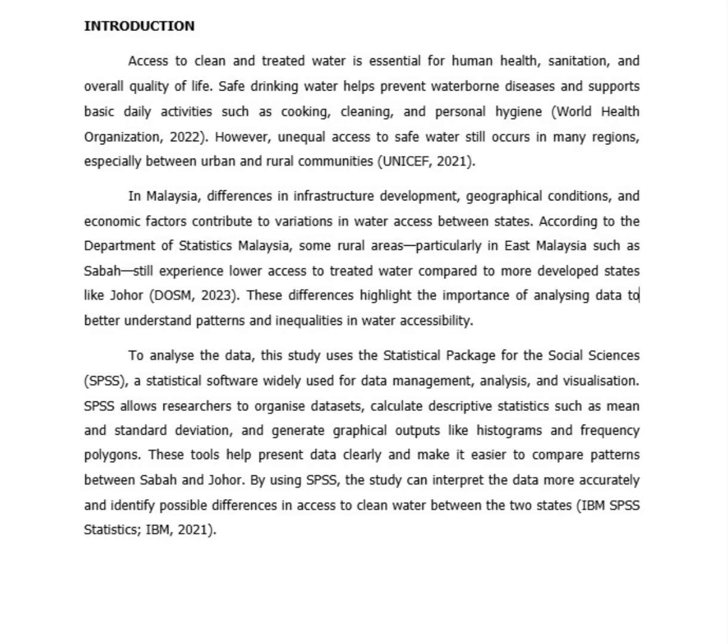In this study, we compare data from Sabah and Johor to understand the differences in water accessibility between the two states. Using descriptive statistics and analysis in IBM SPSS Statistics, we examine measures such as the mean, standard deviation, and data distribution through graphs and tables. The aim of this study is to identify patterns and highlight possible inequalities in access to clean water.